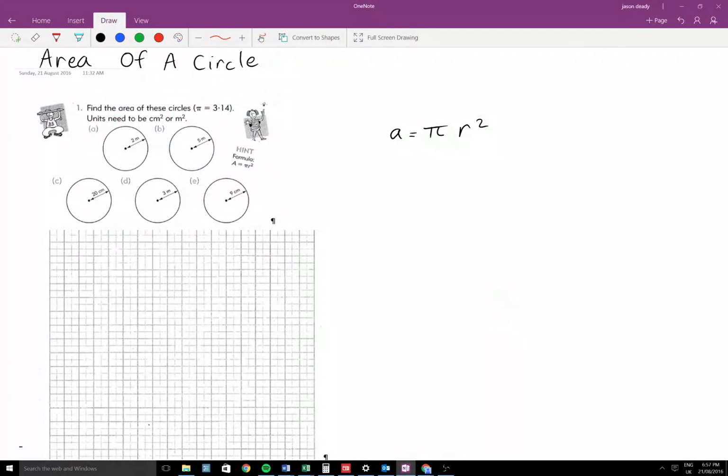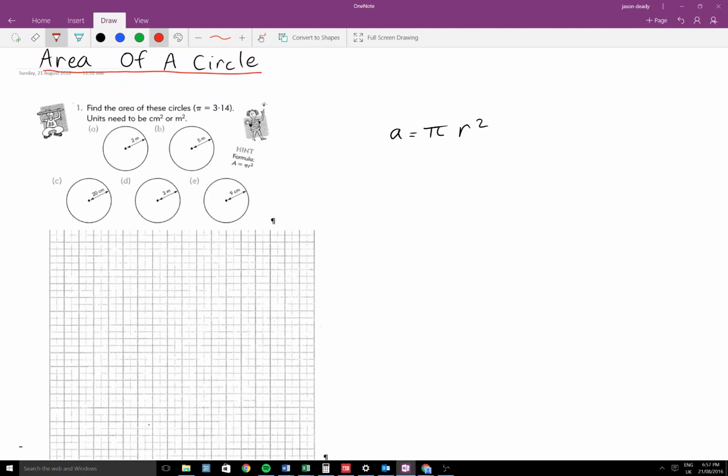Hi guys and girls, today we're looking at the area of a circle. What I'm going to do is an example question to show you how to do it. Then I'm going to show you some drawings to take you through how it works.